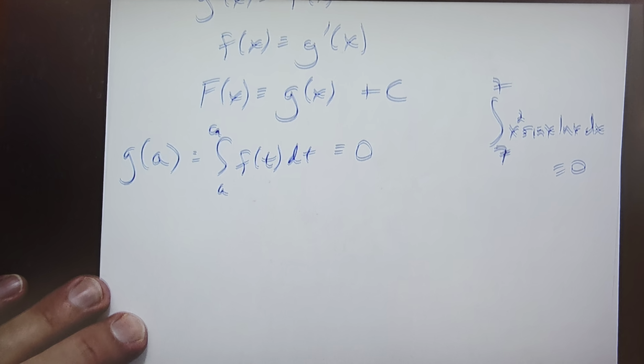What is g of b? Go to the very top. What's g of b? Integral from a to b of f of t dt. And what did we just say that g of b equals? F of b minus F of a.